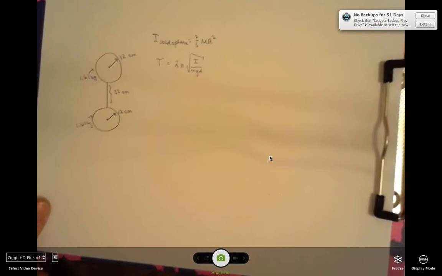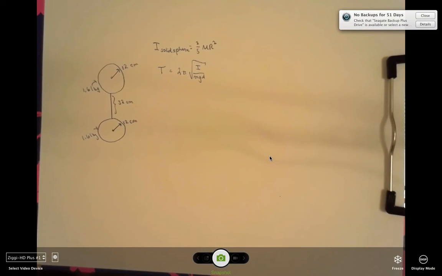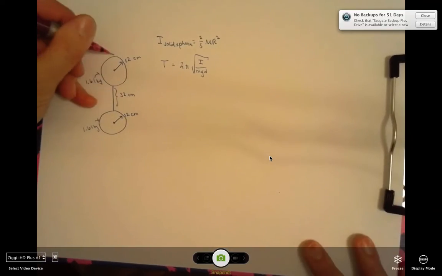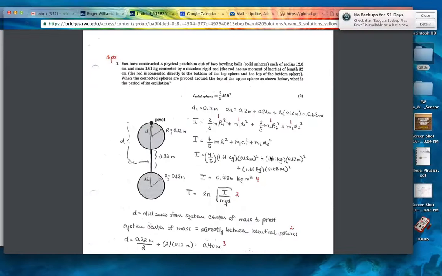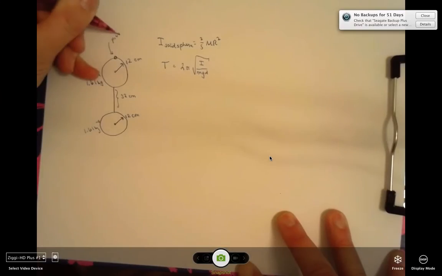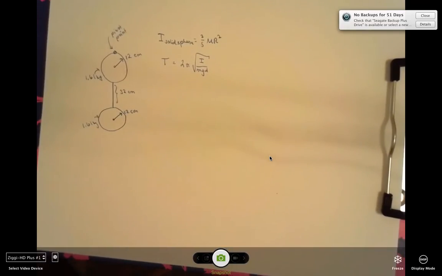So this was one of the questions on exam 3 if you had this version of it. Basically, we're going to hang this by the pivot point up here, and we want to know what the resulting period of the object is going to be.